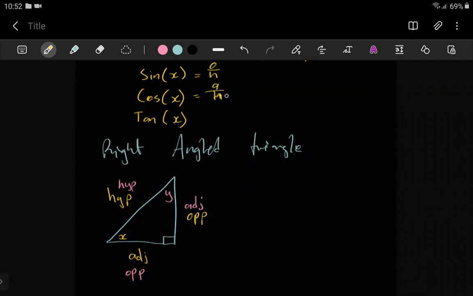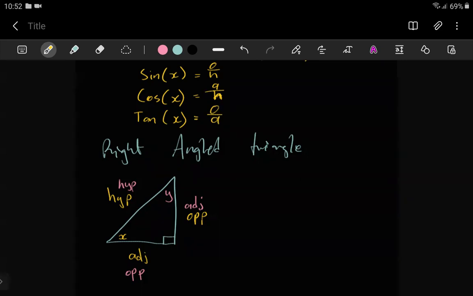And then last but not least, you have tan. The ratio for tan is opposite over adjacent. So this is opposite over adjacent. You see. So that's the big idea, opposite over adjacent.